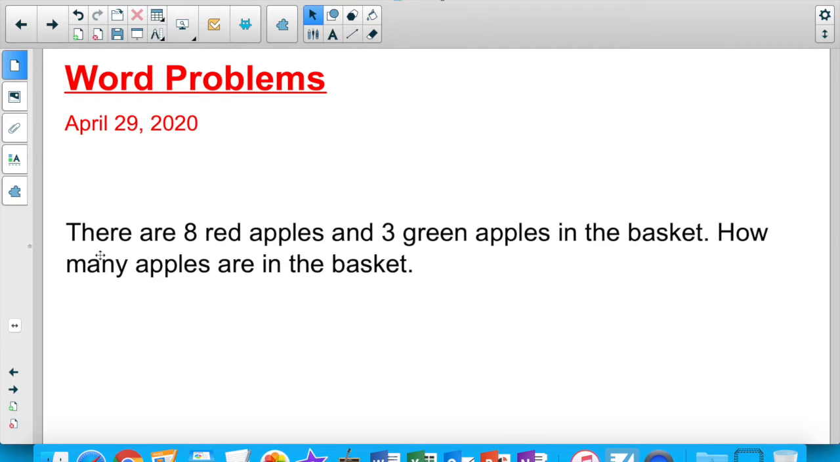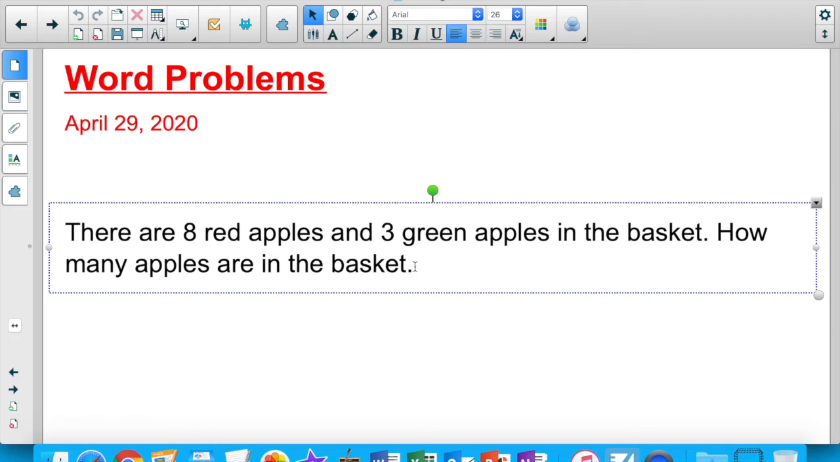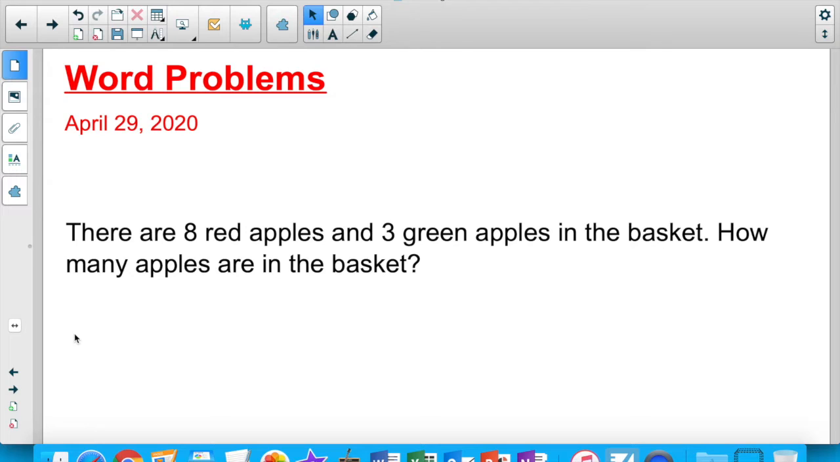The first question reads, there are 8 red apples and 3 green apples in the basket. How many apples are in the basket? Oh, this one should be a question mark because it's a question. Okay. There are 8 red apples and 3 green apples in the basket. How many apples are in the basket?